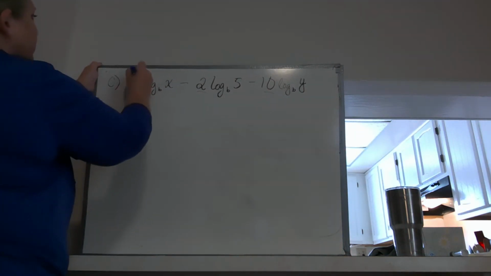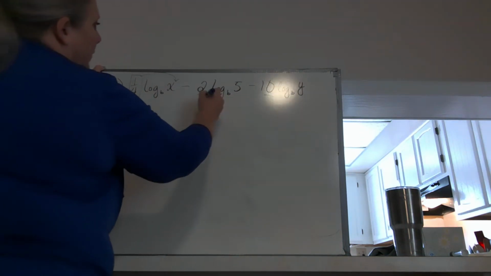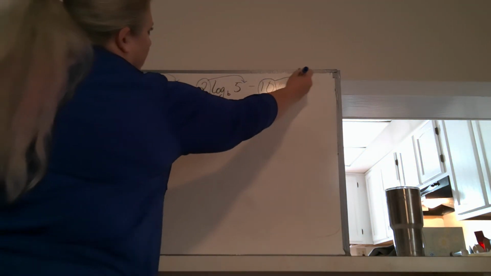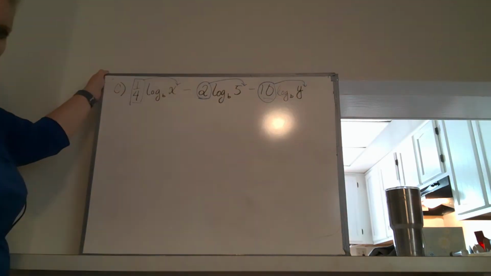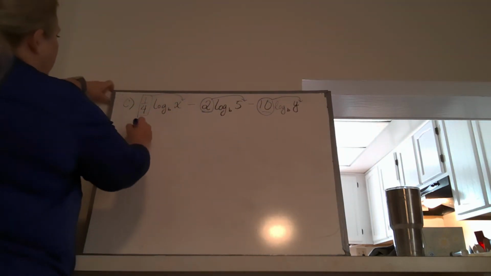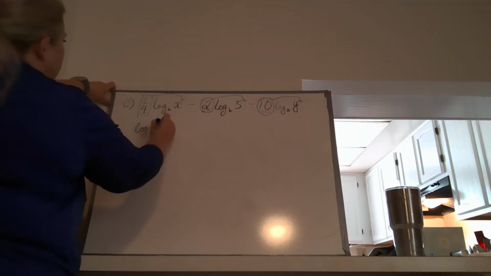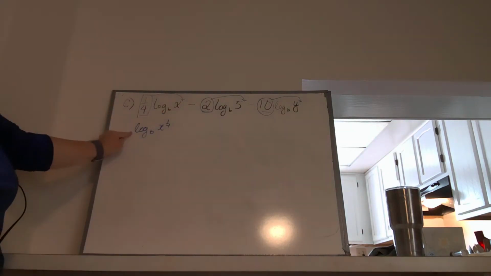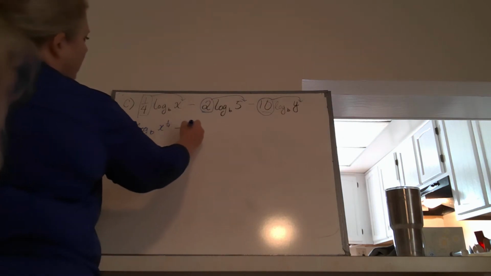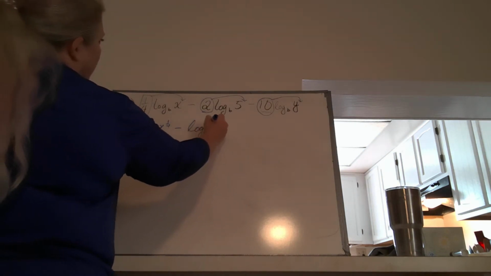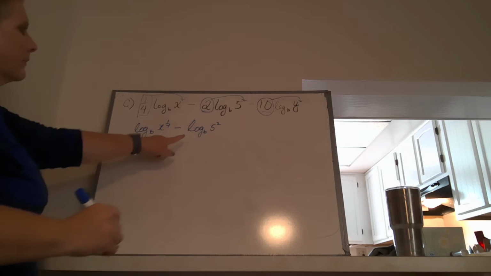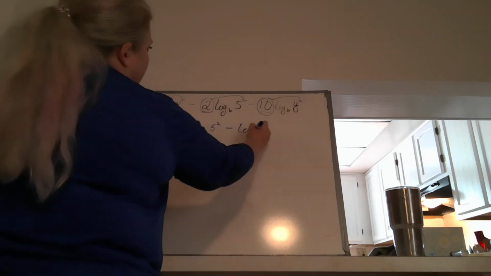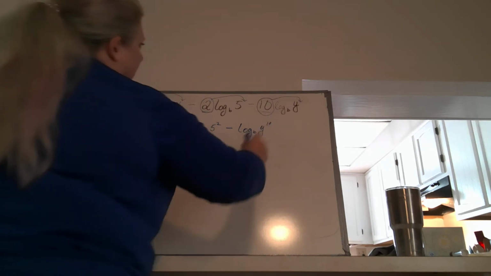Okay. I'm going to bring that up here. That's going to come up here. All of these coefficients become exponents. Okay. So we're going to have the log base B of x to the 1/4. And we'll probably eventually switch that to its other form. Minus the log base B of 5 squared minus the log base B of y to the 10th.